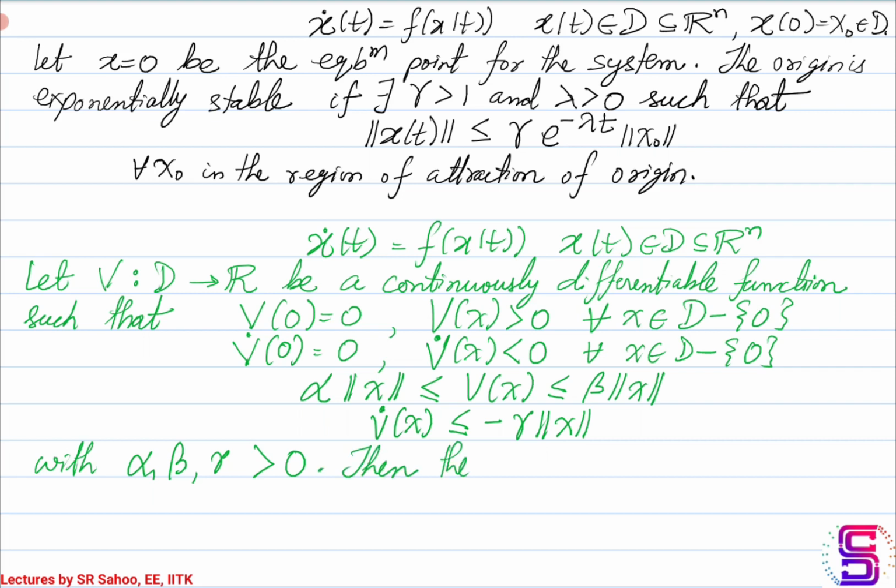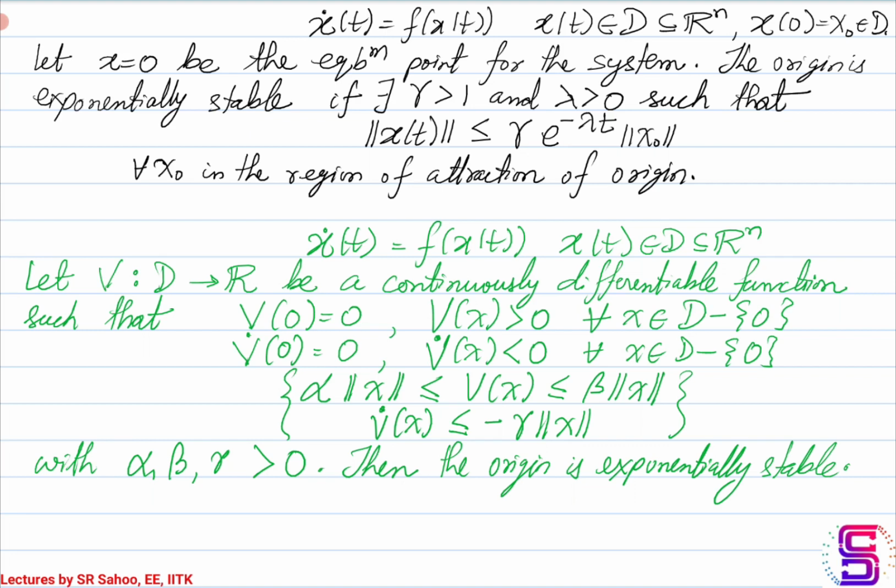Then the origin is exponentially stable. The positive definiteness of V and negative definiteness of V dot ensure asymptotic stability, because as t approaches infinity, it will go towards the origin. Now the other two conditions that you see here also ensure positive definiteness of V, because the norms cannot become negative, and the lower bound itself is positive. That is why you have this holding, and V dot has to be less than or equal to minus gamma norm of x, so V dot has to be negative definite again.